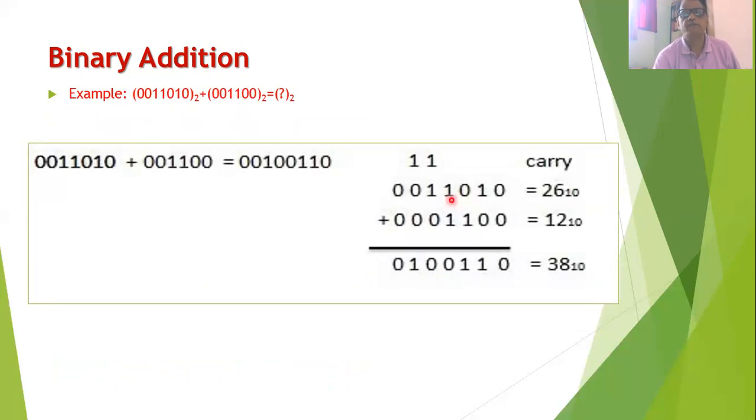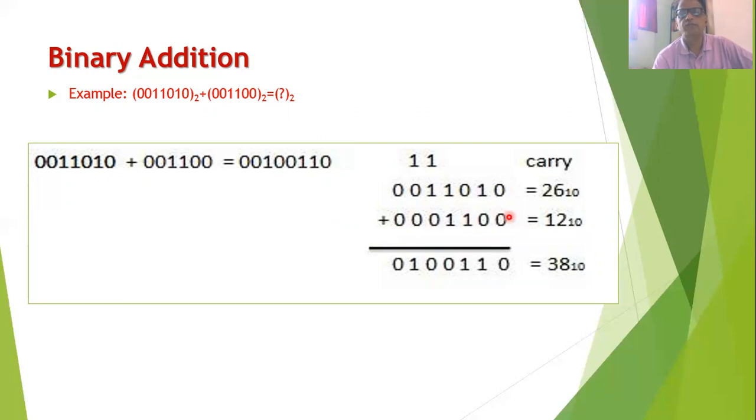Suppose first of all, I will write the first number 0011010, and then I will write below the second number 001100. Now, while writing the binary numbers, you need to take care that the number of bits in both the numbers should be the same. You will find that our first number is containing 7 bits, while the second number contains only 6 bits. And therefore, in order to make these number of bits equal, what I have done is that I have added here a leading 0.